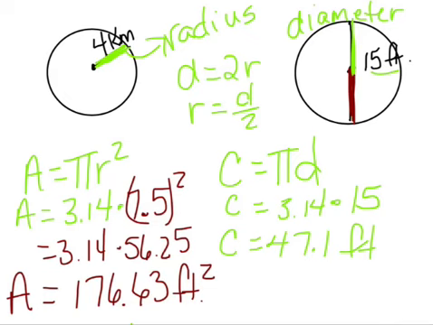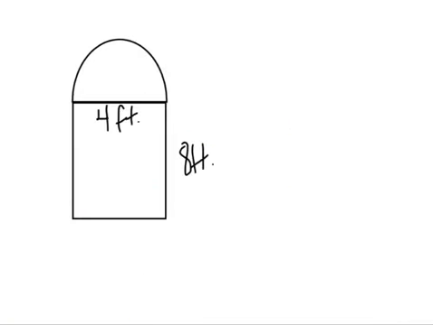Okay? So really all you're doing is you got to know those formulas, and you're doing what I call plug and chug. You're plugging in the numbers and chugging out the answer. Now, we're also going to do some composite figures. And what I mean by a composite figure is a figure made up of several different shapes.